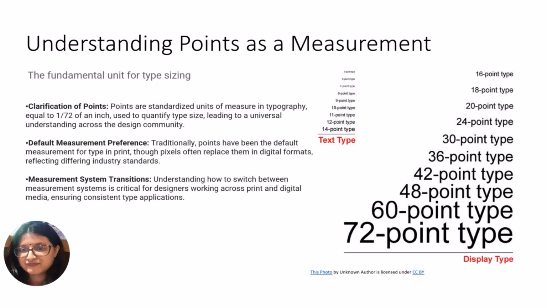In this part of the presentation, we will define the point as the primary unit of measurement within typography. Points are critical in establishing uniformity across the field, measuring 1/72 of an inch, which has been a long-standing standard. We will also discuss the default preferences in different media. In print, points have dominated, while pixels have taken precedence in digital forms. Lastly, we will review the implications of transitioning between these measurement systems to maintain consistency in typographic designs.